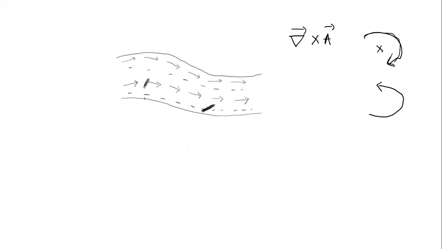So the vector del cross a is nothing but the direction in which the vector field rotates. If it rotates in the clockwise direction, you use the thumb rule, and the curl of your fingers will be in this direction, so the thumb will point downward to this plane. If it is counterclockwise like this, then the curl of your fingers will point this way, and your thumb will point upward. So this is the direction of the curl of a vector field.